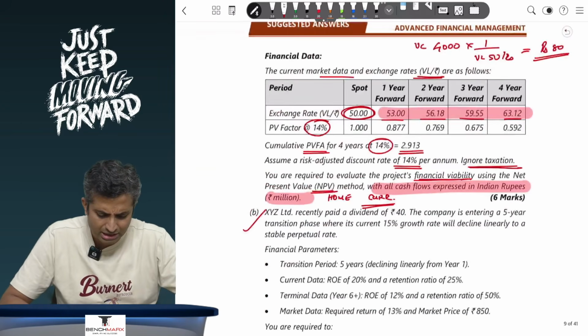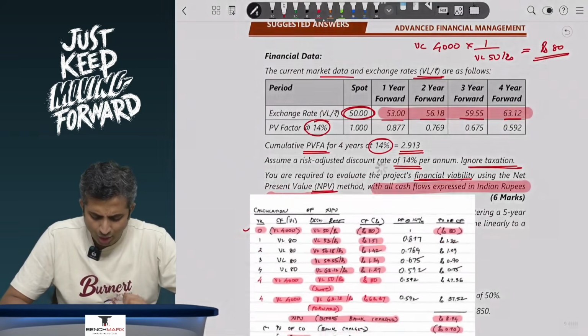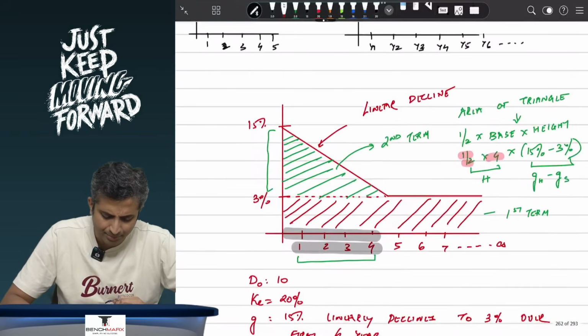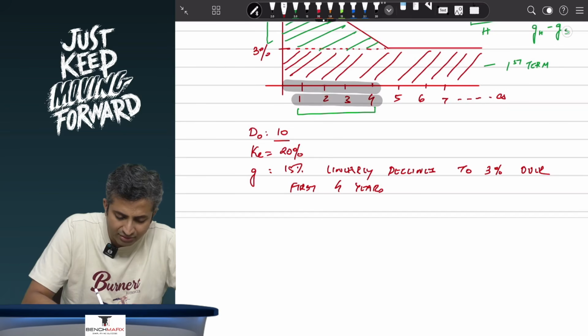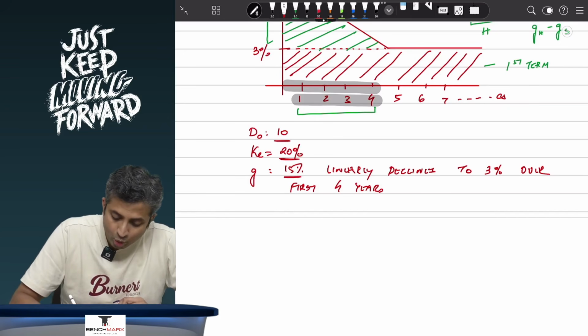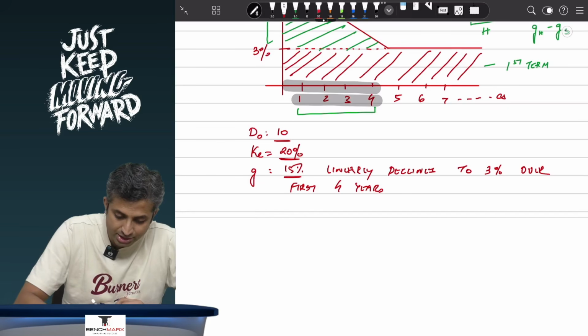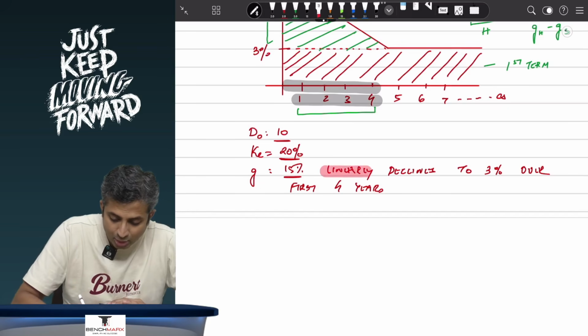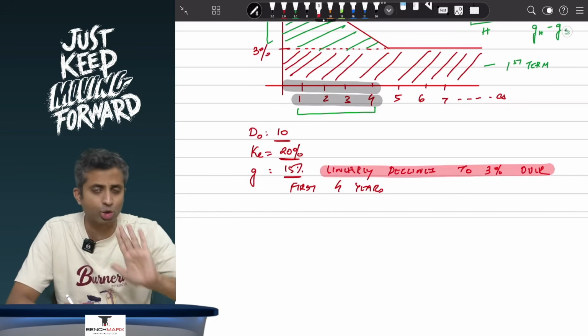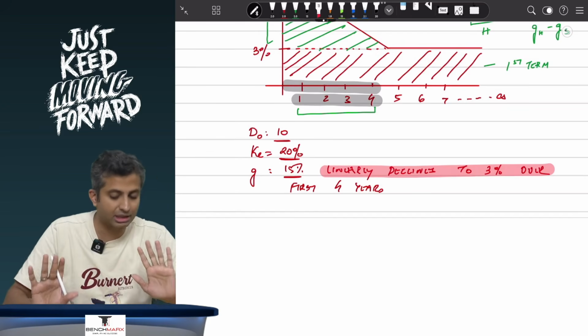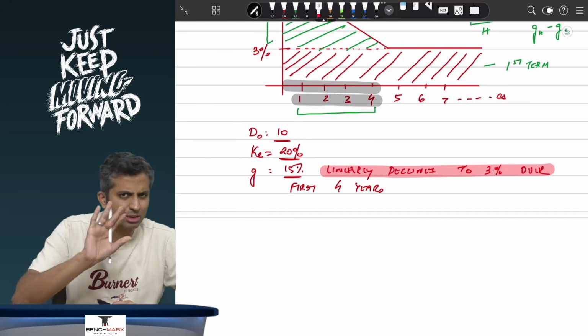So when I look at the working here, what is happening? For example, there is a case where there is a dividend of rupees 10, this is D0, Ke is equal to 20% and growth currently is 15%. Now, this growth linearly declines to 3%. This is a very clear requirement that in an H model, the growth has to linearly decline to a stable growth rate. If that is applicable, only then can the H model work. And we'll try to understand the logic also briefly.